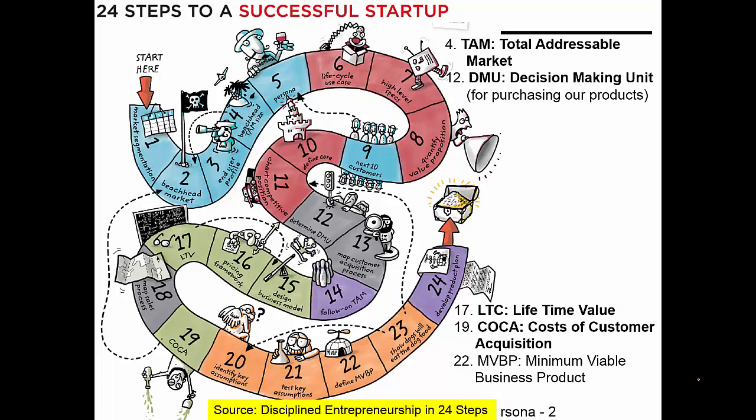There's a very good book on entrepreneurship by Bill Aulet called Disciplined Entrepreneurship in 24 Steps. You are encouraged to actually get a copy of the book and study it. It is consistent with some of the methodology that we have introduced in our class. Let me just quickly go through the 24 steps. Okay, if you want to know the details, certainly you need to study the book.